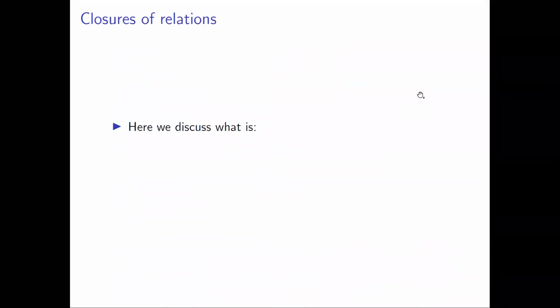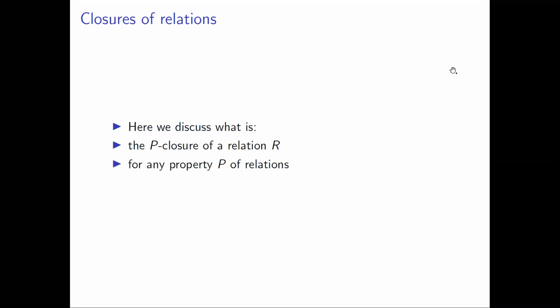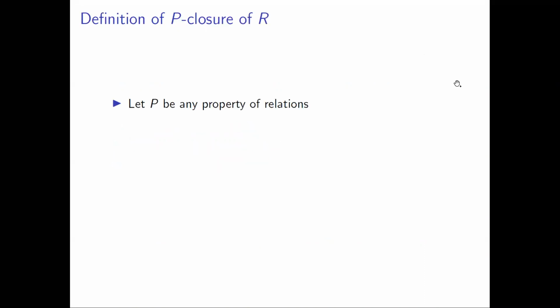In this video, we're going to discuss a new topic related to the properties that we saw on the last slide. And this topic is closures of relations. Specifically, we will discuss what is called the P closure of a relation R, where P is some property of relations. Here is the specific definition of the P closure, and we will use this definition to find the reflexive closure, the symmetric closure, and the transitive closure.